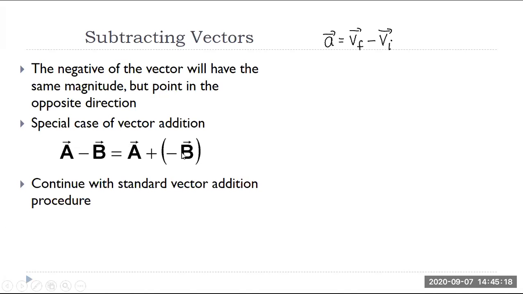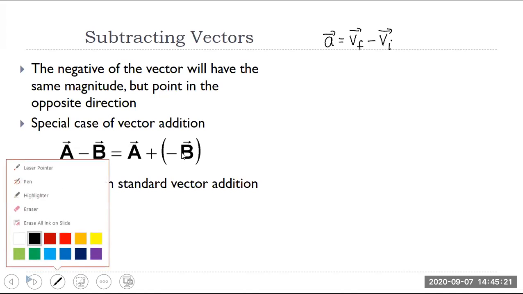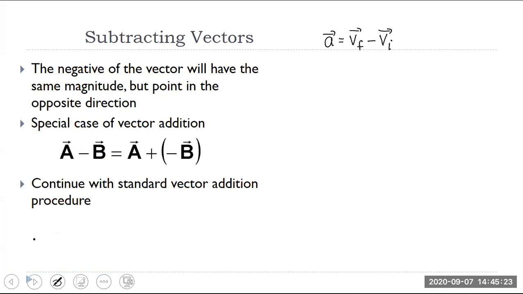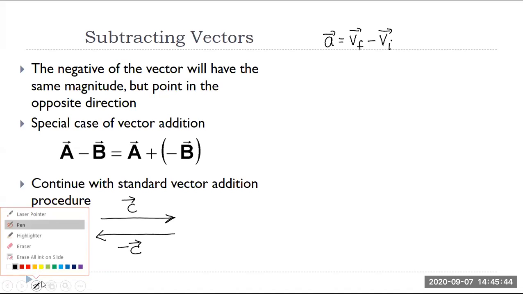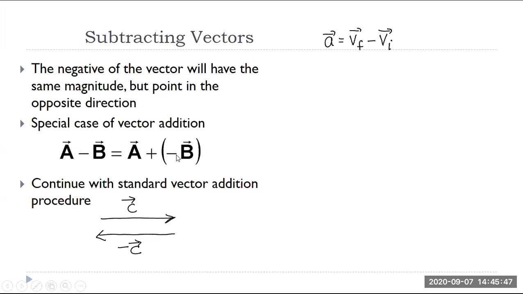I'm going to go ahead and draw a picture. So if I have a vector here, for example, I'll just call it vector C. The vector minus C has exactly the same length, and all I do is switch the direction that it points, and that's the negative of the vector. So I can subtract vectors by just adding vectors together with a minus sign in front of one of those vectors. So here we go.